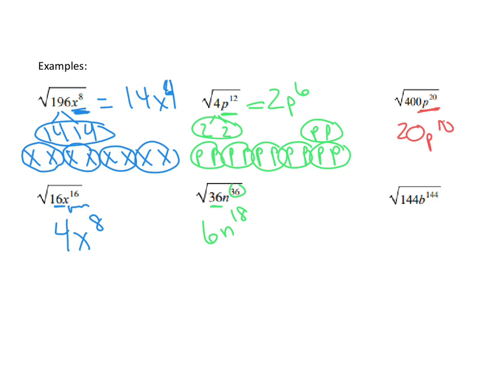Okay, and our last one, square root of 144. Square root of 144 is 12. Bring down our b. And then you want half of 144. So 144 divided by 2 would be 72. So the square root of the coefficient, half of the exponent.